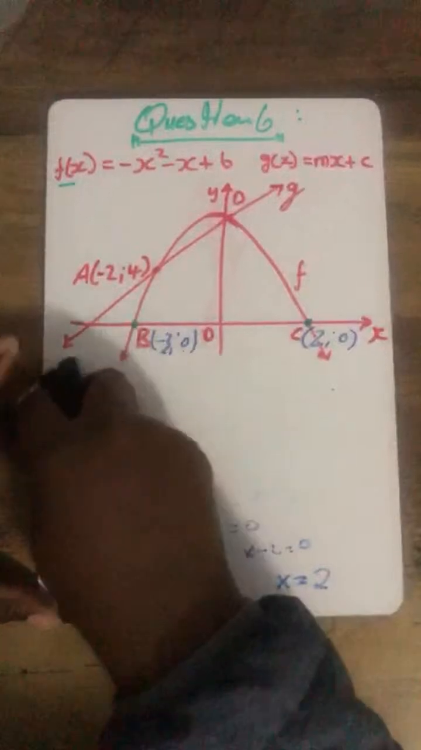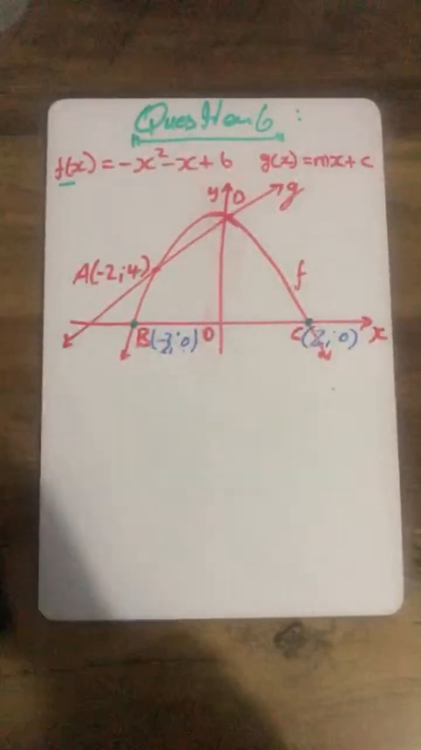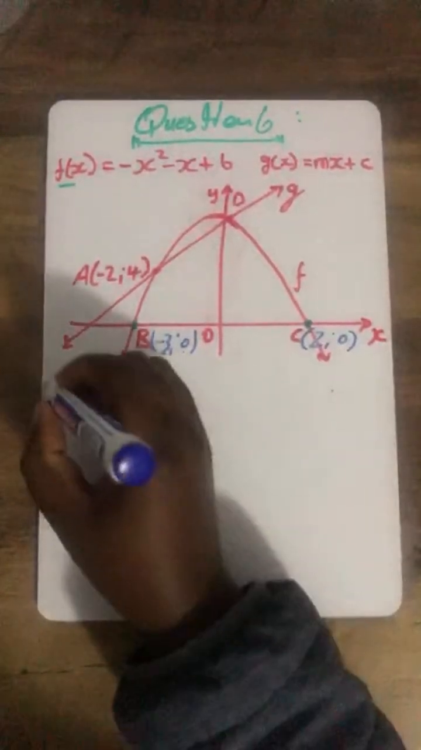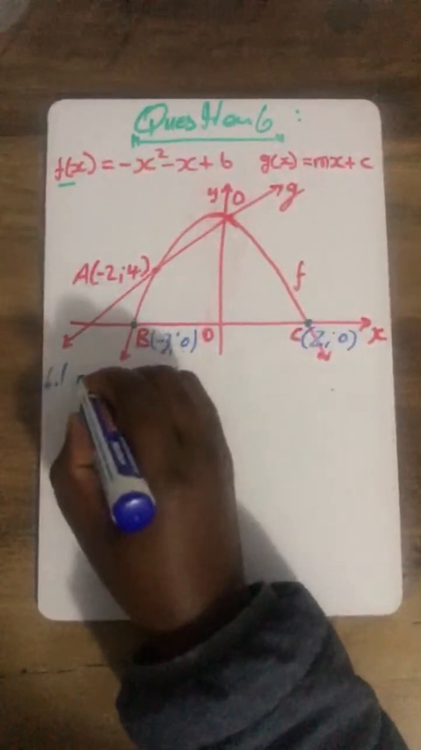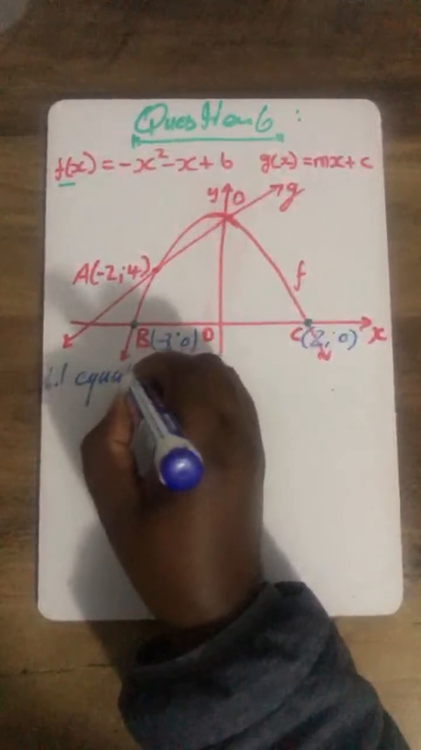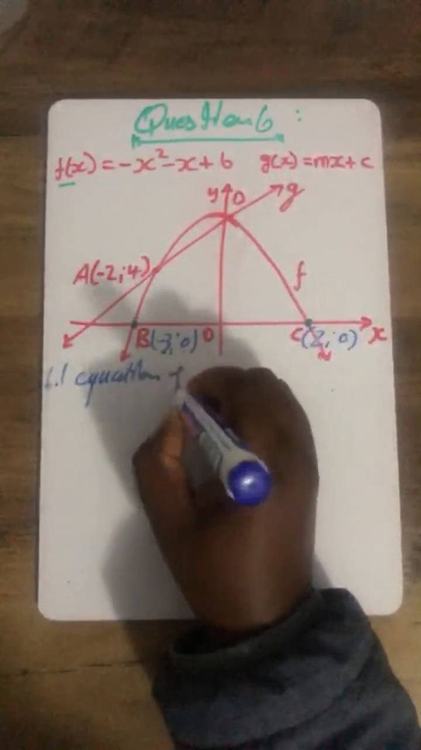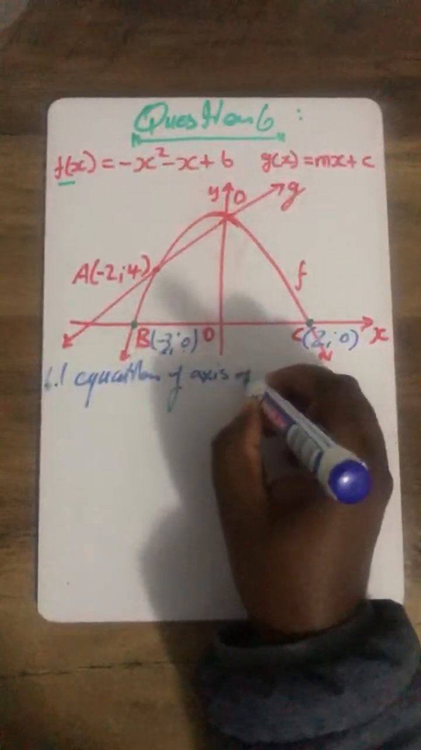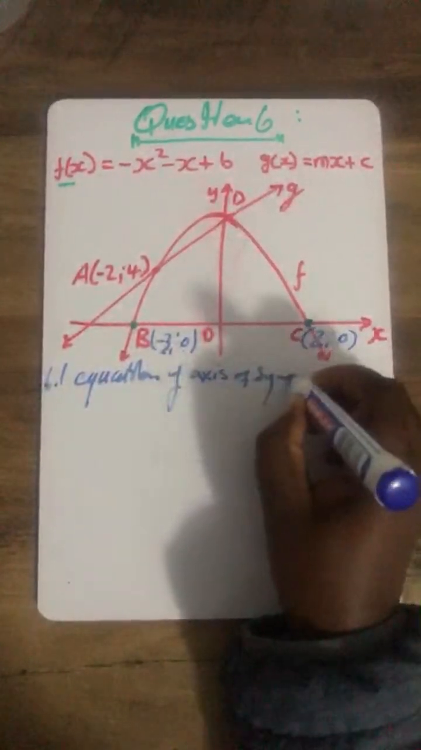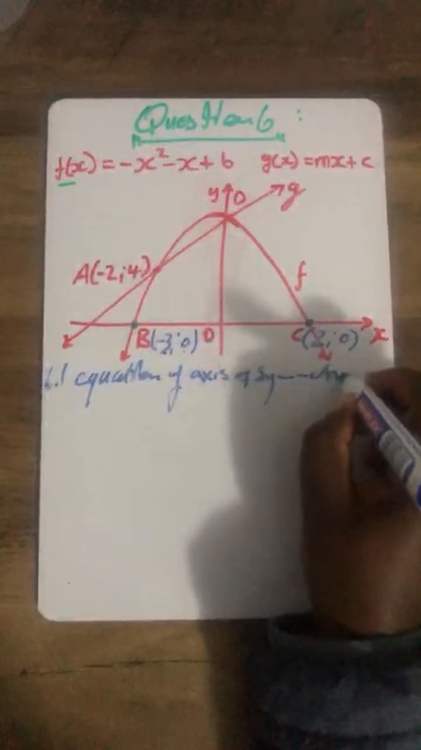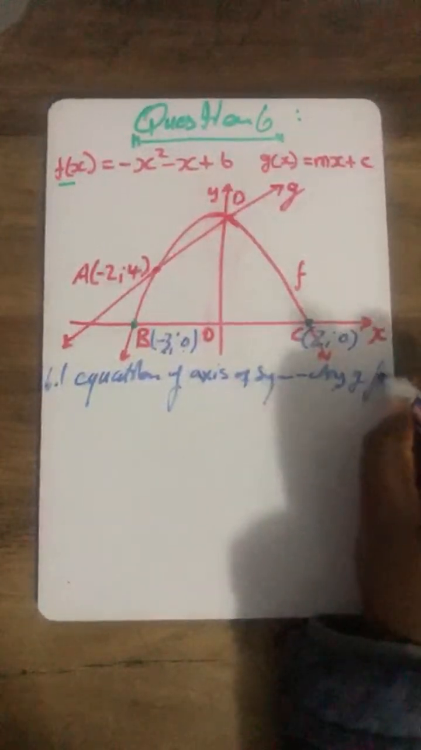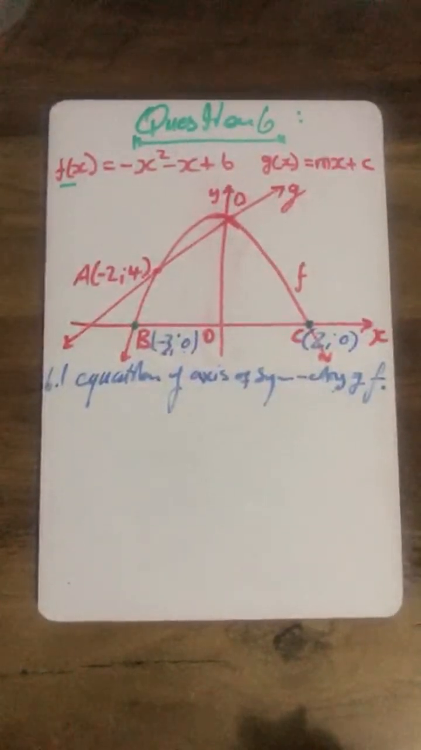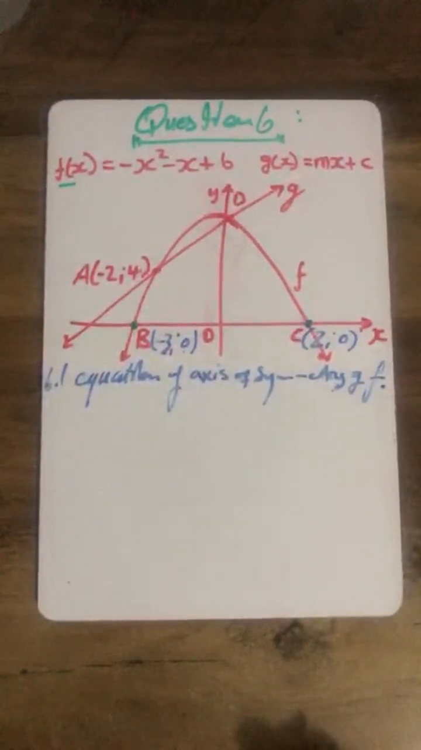So what they want is the equation of the axis of symmetry of f. I will give you guys an example.